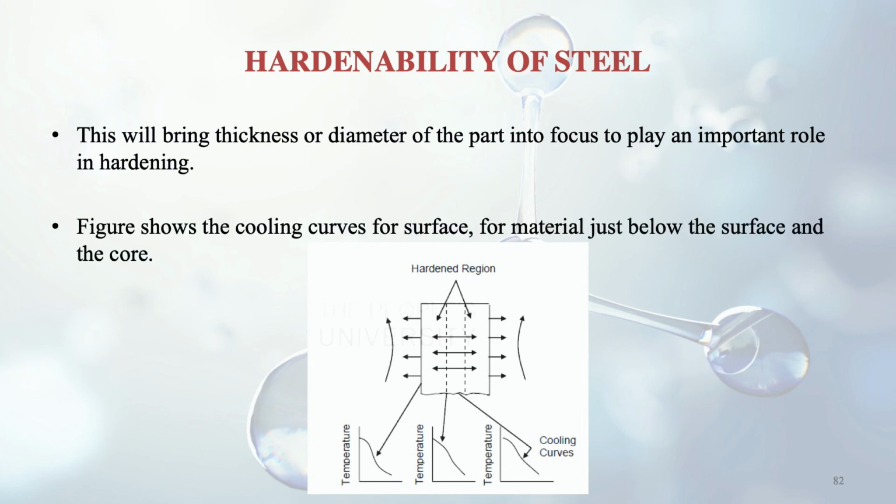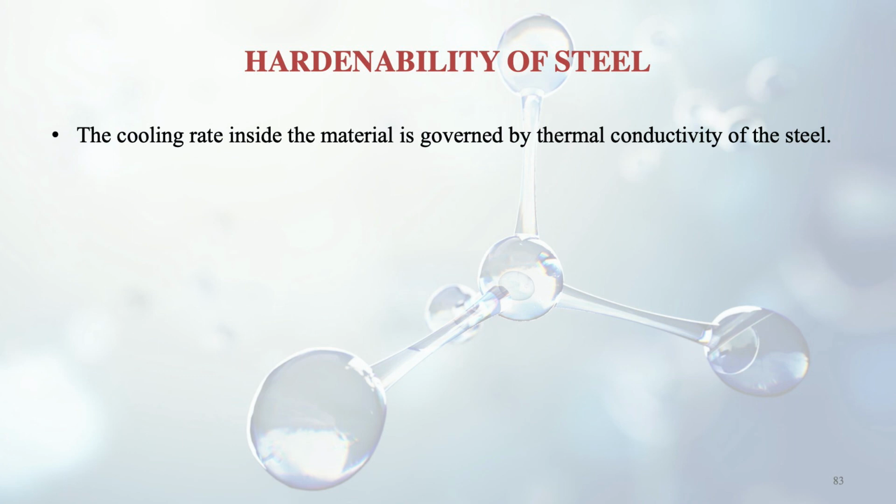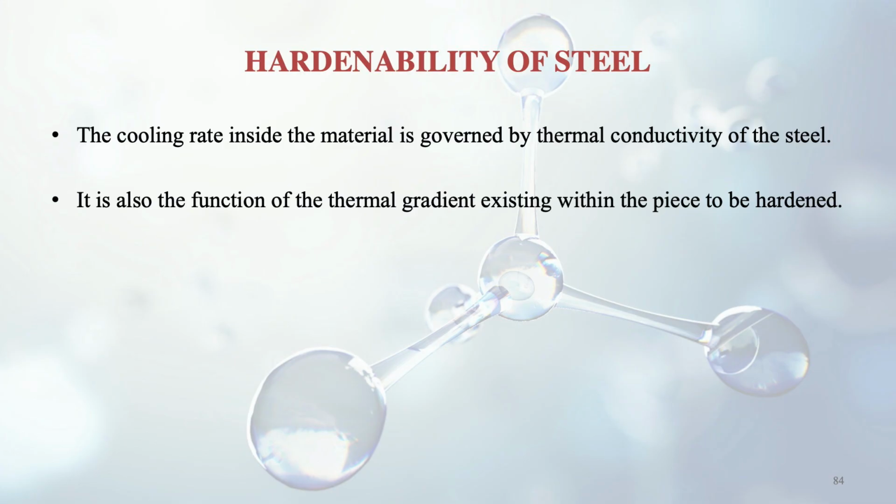In this figure, you can see temperature and the cooling curves, and the hardened region. It shows the cooling curves for the surface, for the material just below the surface, and for the core. The cooling rate inside the material is governed by the thermal conductivity of the steel. We all know the thermal conductivity of different materials differs, and upon that depends the heat loss from that particular body. This is also a function of the thermal gradient existing within the piece to be hardened.